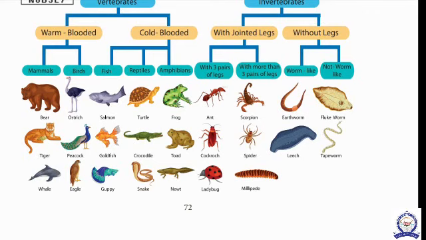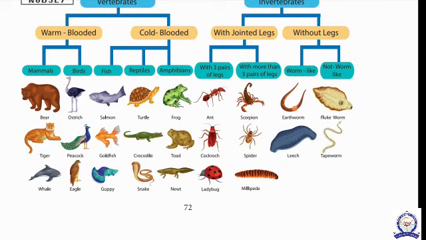Then another category with more than 3 pairs of legs. See here: scorpion, spider, millipedes, centipedes. These are examples. Next category, without legs. These animals do not have legs. Example, worm. It is divided into worm-like and non-worm-like.